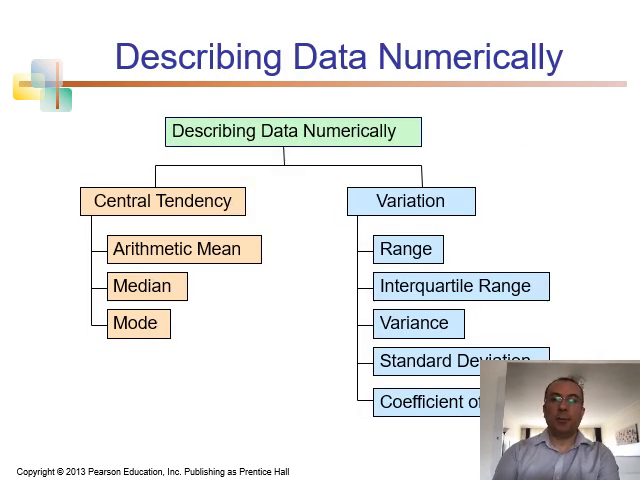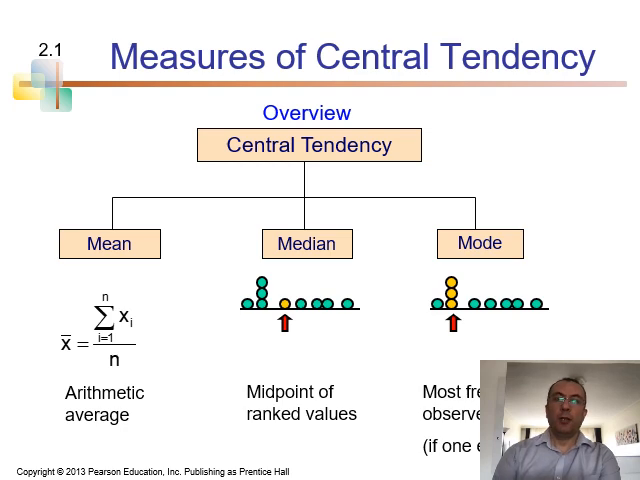So when we describe the data numerically for the central tendencies, we look at the mean, the median, and the mode. For variation, we look at the range, IQR, the variance, standard deviation, and coefficient of variation. So let's start with the central tendency measures, such as mean, median, and mode.